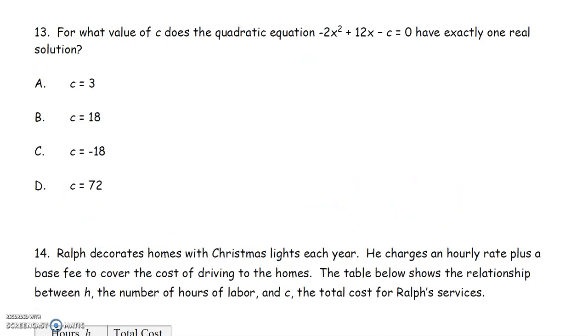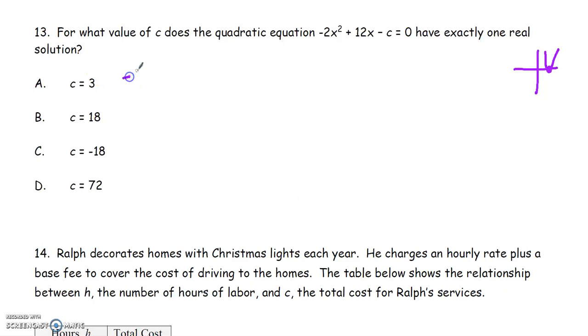Okay, so let's look at number 13. It says, for what value of c does the quadratic equation negative 2x squared plus 12x minus c equals 0 have exactly one real solution? So remember, one real solution means it touches the x-axis just one time, and that would be the vertex, right? Okay, so I think the easiest thing to do is to replace my c with each one of these numbers and then just graph it on the calculator and see what we have.